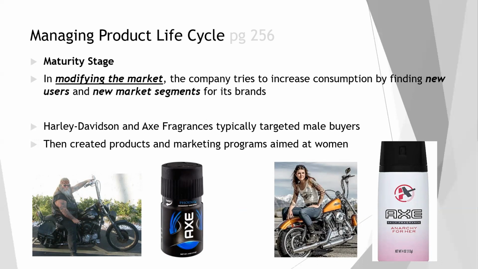So Harley-Davidson, well known for making motorcycles. Axe fragrances, they are known for making kind of like cologne and fragrances for usually younger people. Both companies, Harley-Davidson and Axe, have typically targeted male buyers. However, once their products really entered the maturity stage, they realized that they needed to find new users. They needed to find new market segments for its brands.